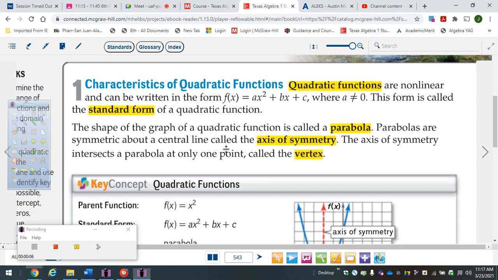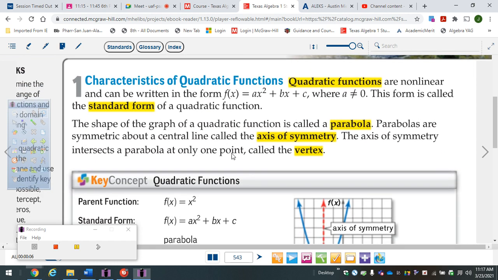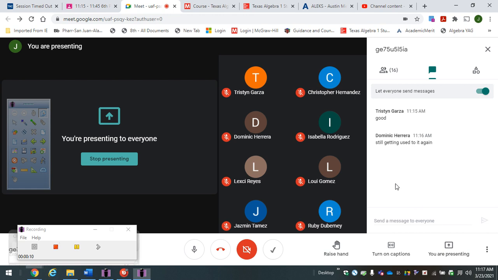Okay, so we're going to go look at this real quick, guys. Remember yesterday we talked about quadratic functions? We talked about still getting used to it again. I'm with you on that one, brother.